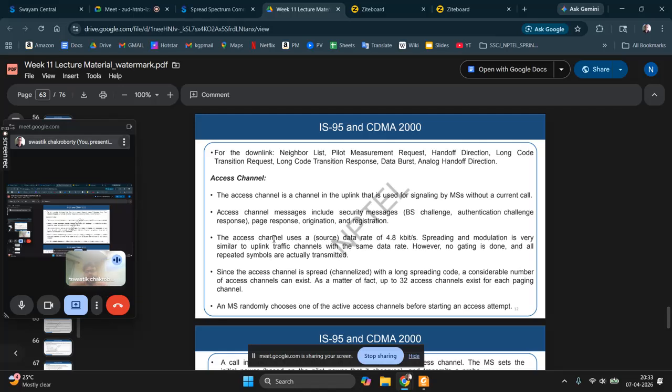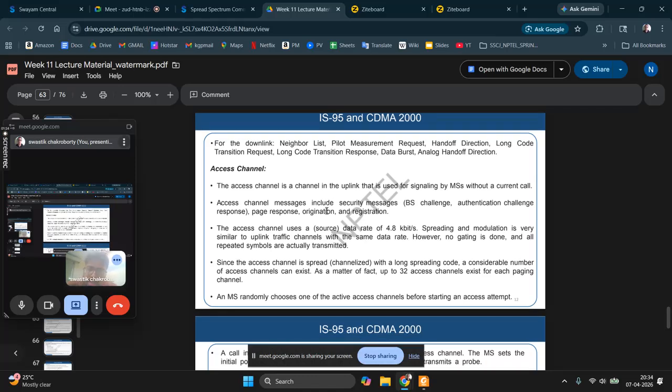Next is the access channel. The access channel is a channel in the uplink that is used for signaling users without a current call. So access channels basically manage the users which are not currently participating in data communication, to keep them in the network. It includes security messages, page response, registration, etc. The access channel uses a source data rate of 4.8 kbps.